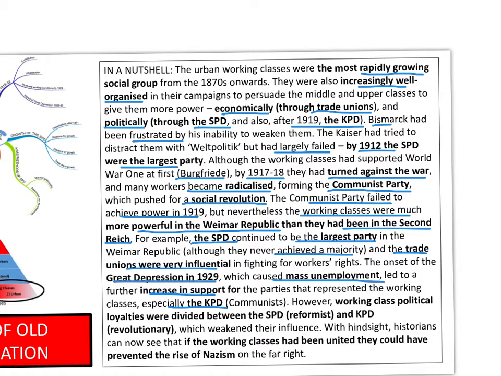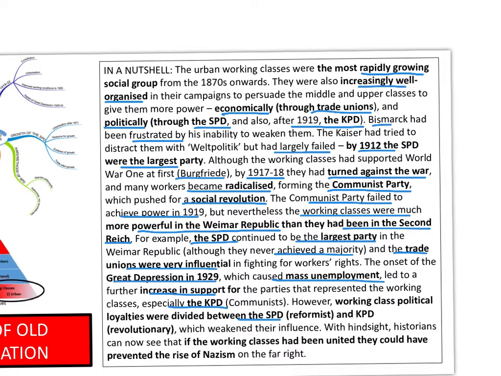But now, one of the key features that is so crucial, make sure you think about this, because we'll revisit it time and time again, is there were two parties on the political left for the working classes to support. There was the SPD, the more moderate working class party, a reformist party. The SPD did want to bring about change that would improve working conditions and living conditions, but within the existing system.